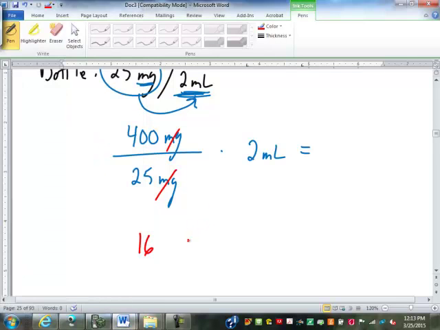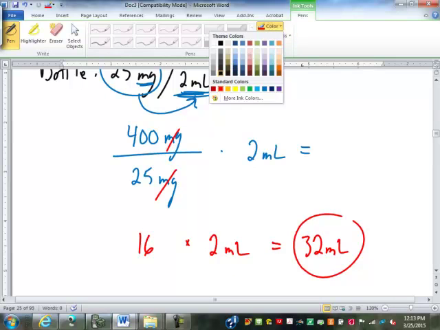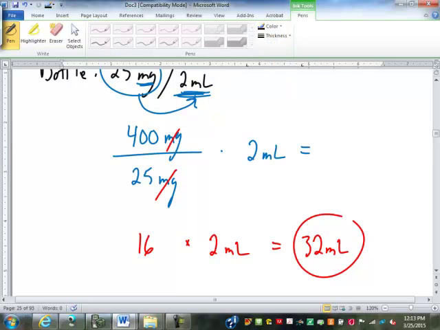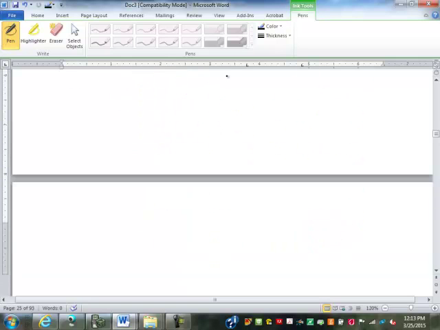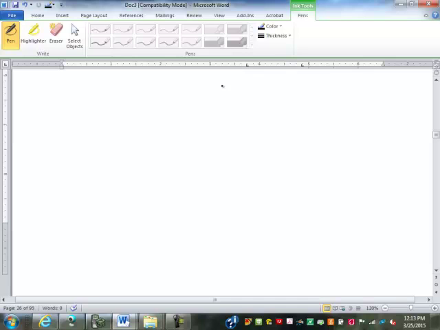Because 16 times 2 milliliters is 32 milliliters that is administered to the patient. That is the dosage calculation formula. We'll do more examples on Friday, partly because I want you guys to work with some of the dosage calculations and figure out which of the three methods that you prefer. The dosage calculation is my least favorite method.